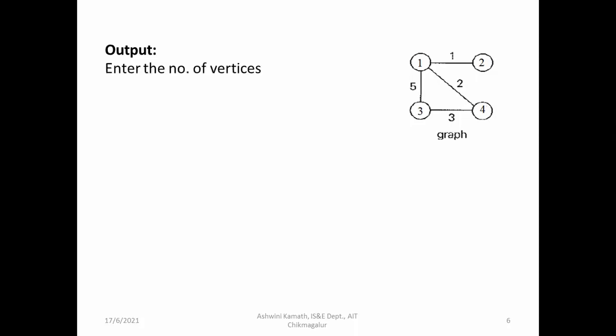So here, enter the number of vertices. Number of vertices is equal to 4 for this particular graph, and enter the cost adjacency matrix. So here 1 to 1 is 0, 1 to 2 is 1, 1 to 3 is 5, and 1 to 4 is 2. So 0, 1, 5, 2 for the first vertex.